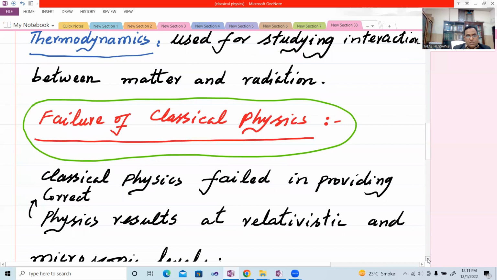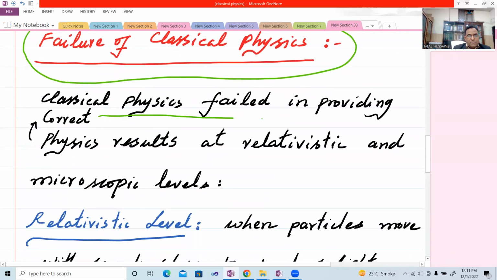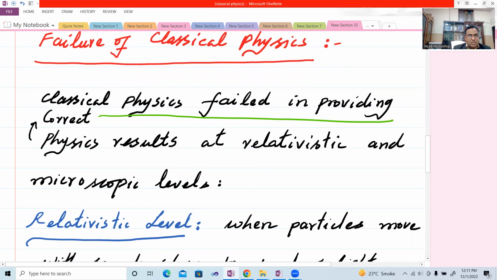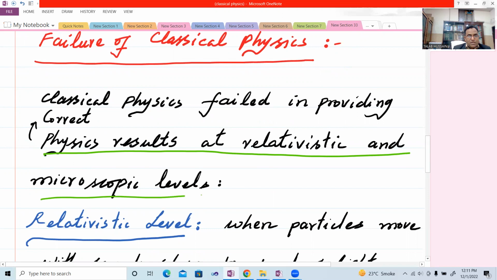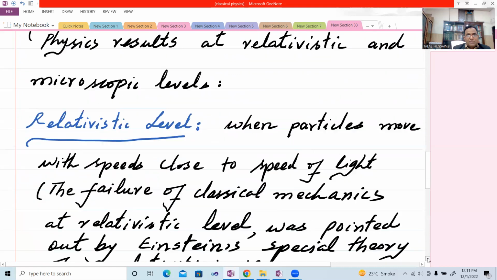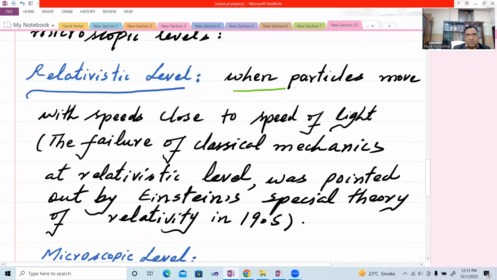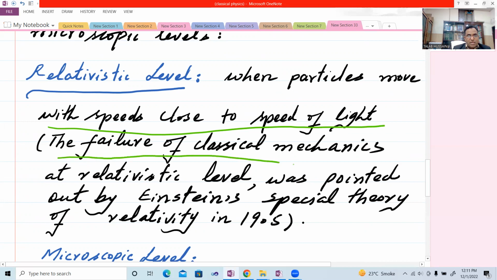The classical physics failed in providing correct results at relativistic and microscopic levels. So there are two domains where classical physics was found to have badly failed. The relativistic domain is that domain where the particles move with speeds which are very close to the speed of light. There, classical mechanics was found to fail.